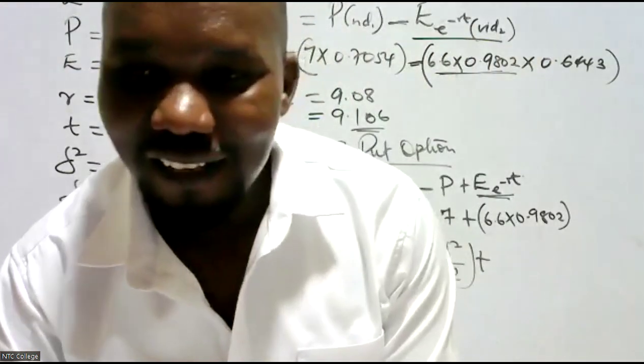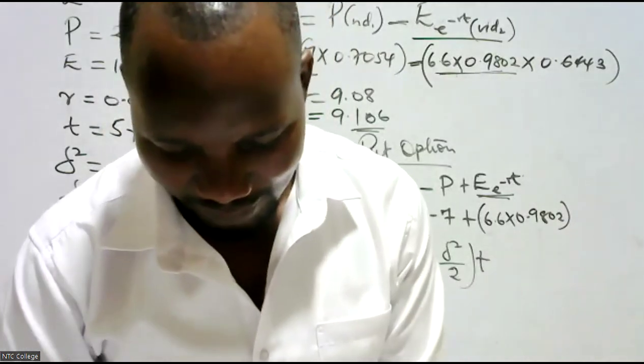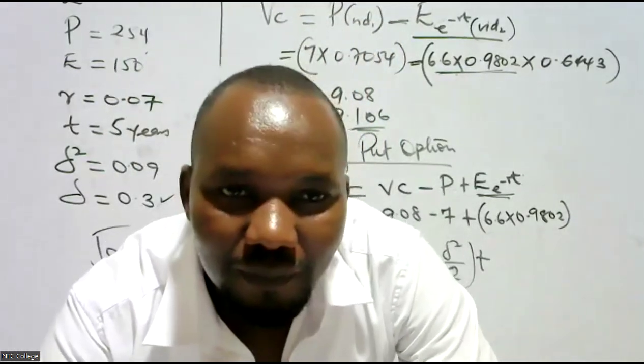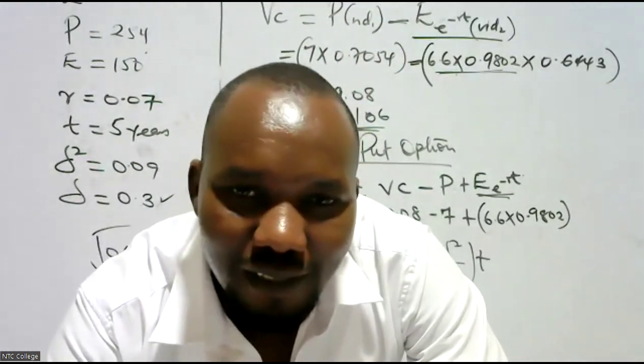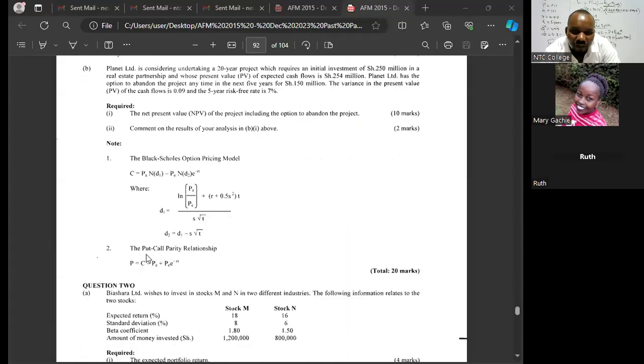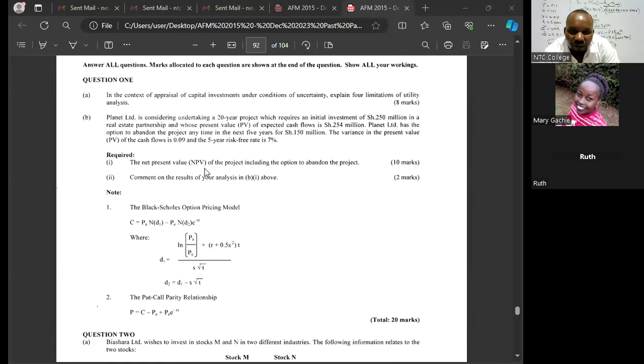From here it can flow. What was the question now? We shall break down these things like that. The Black-Scholes formula is given as that, which is direct. The put-call parity, you have been given the formula. The question asks for the net present value of the project, including the option to abandon the project.